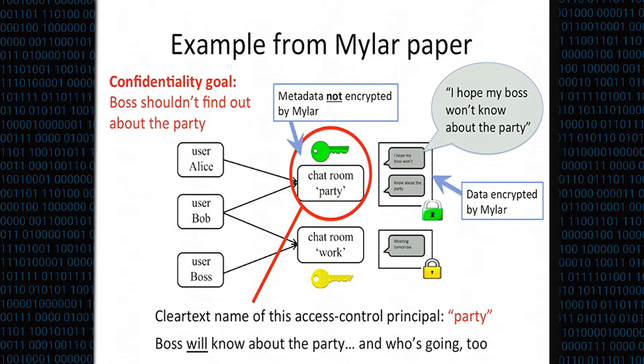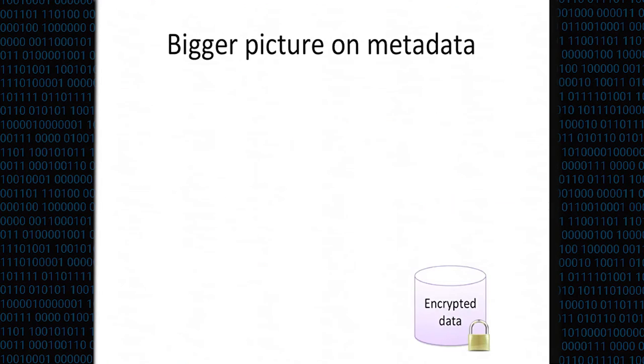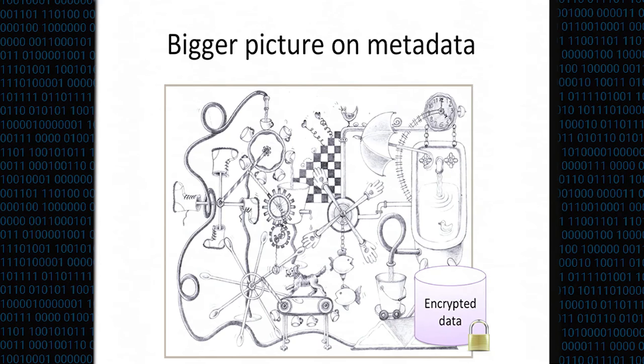So in fact, the boss will know about the party, and because the adversary has this kind of access control graph, and the users' names are in clear text as well, the adversary will know who's going to the party. So this is just one attack.